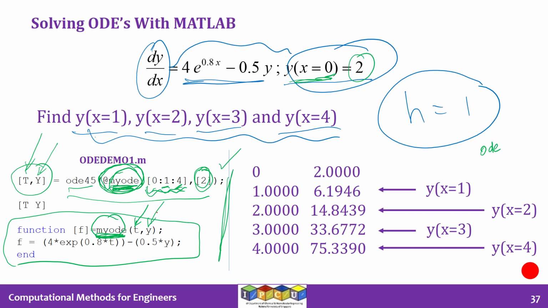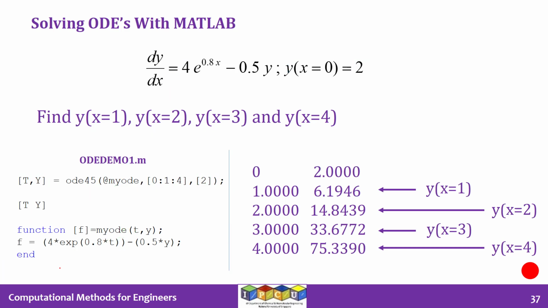I've just used t here, but you can call it t or x, that's fine. You can even replace it by x. If you replace this by x, you should replace this by x as well. So just be consistent, that's all. And f, which is the right hand side of the ODE, is given by this: 4 times exp of 0.8 times the independent variable, which I've called t here. If you use x here, you can also use x here, no problem. Brackets close, minus 0.5 times y.